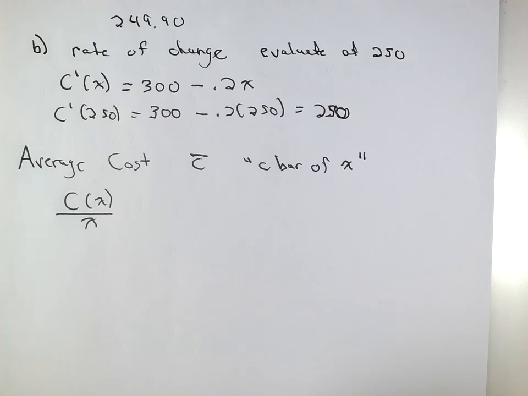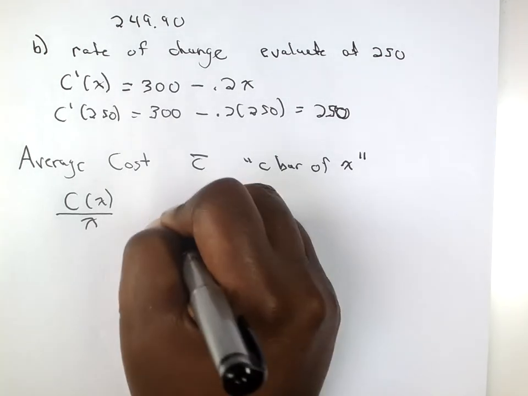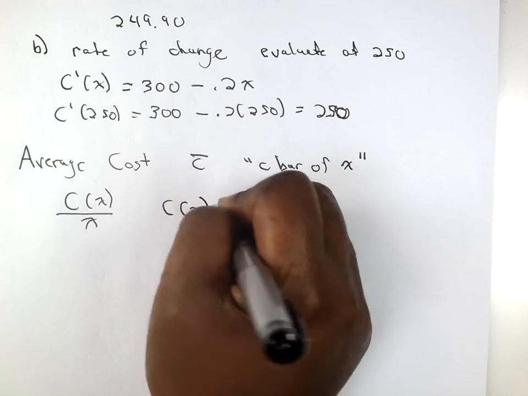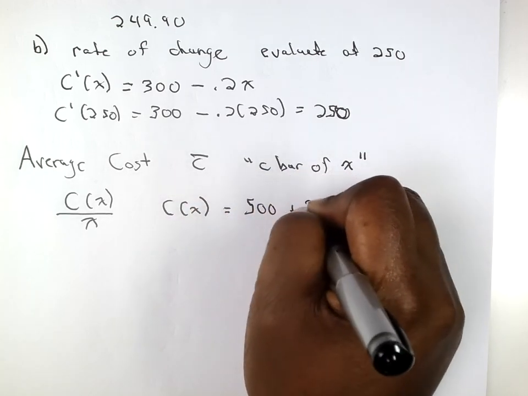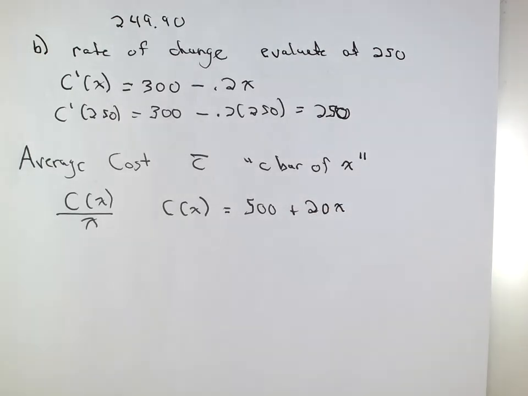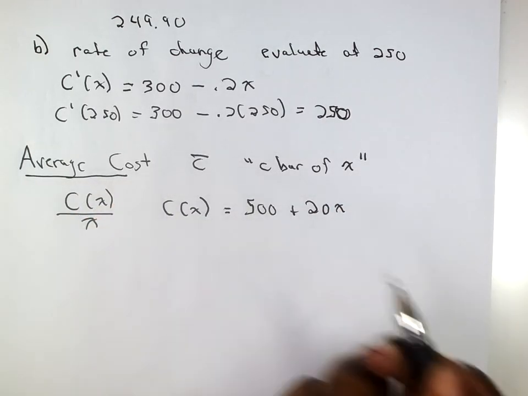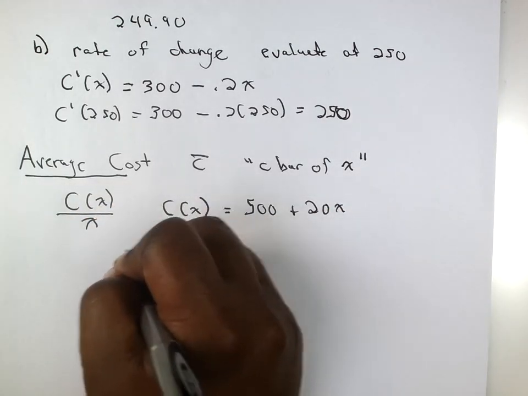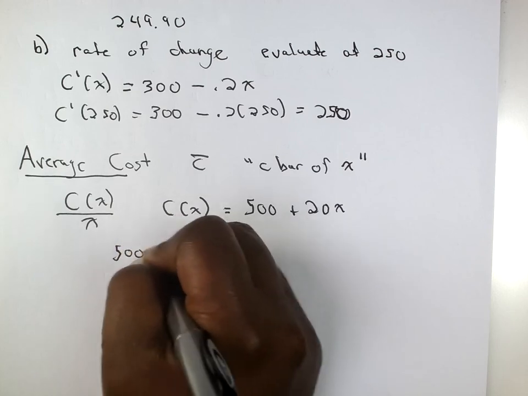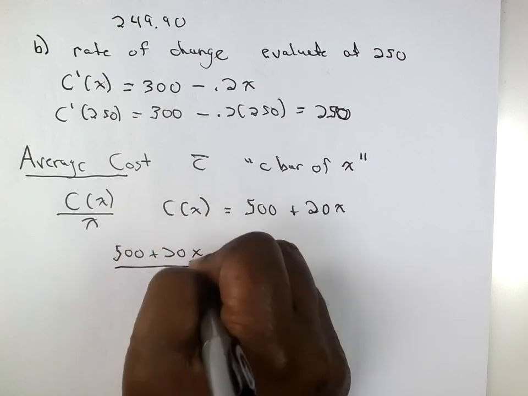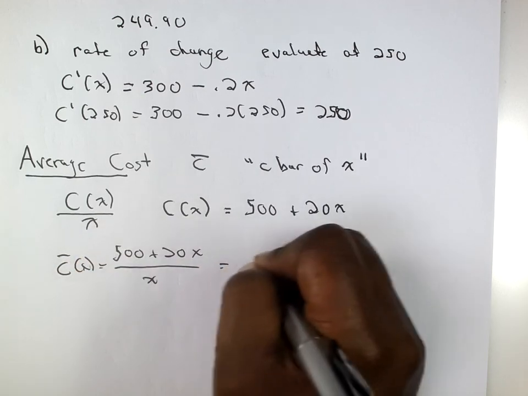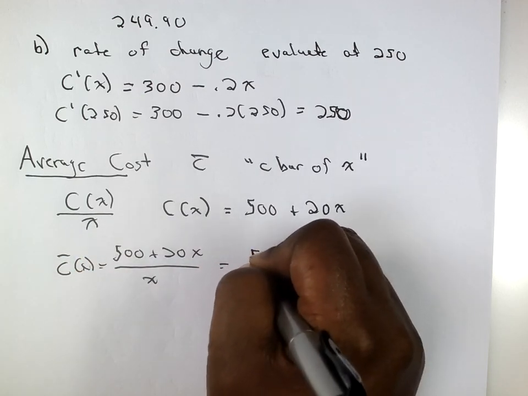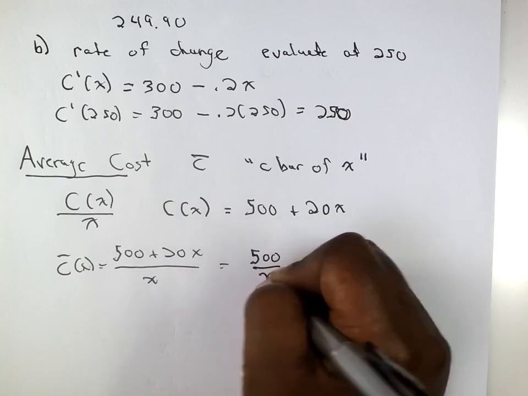My cost function, C of x, is given as 500 plus 20x. So if I want to find the average cost, or that C bar of x, I'm just going to take the 500 plus 20x and divide it by x. And that'll give me 500 over x plus 20.